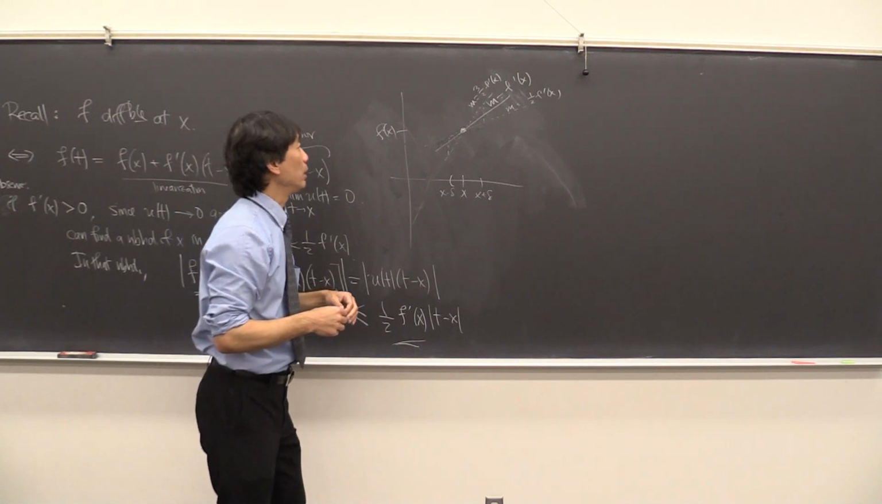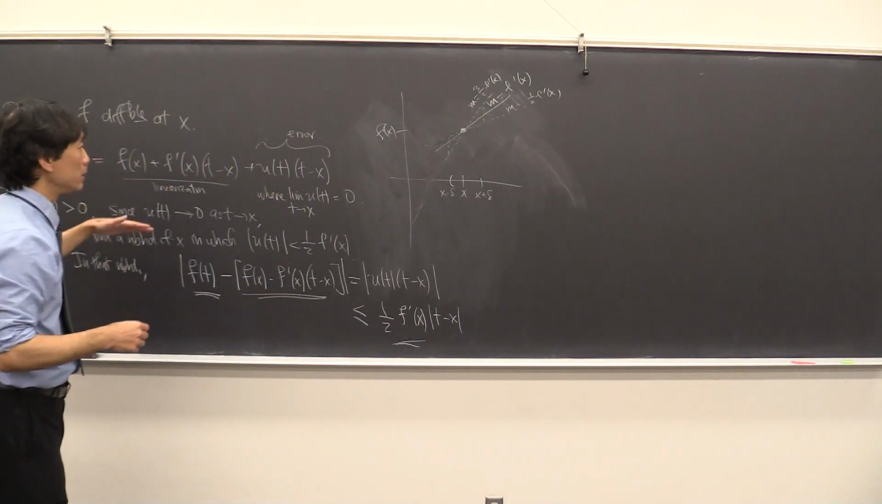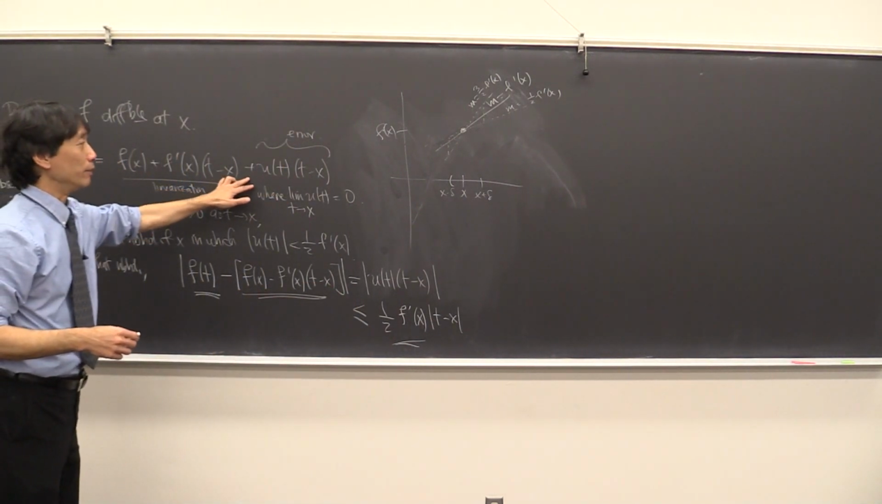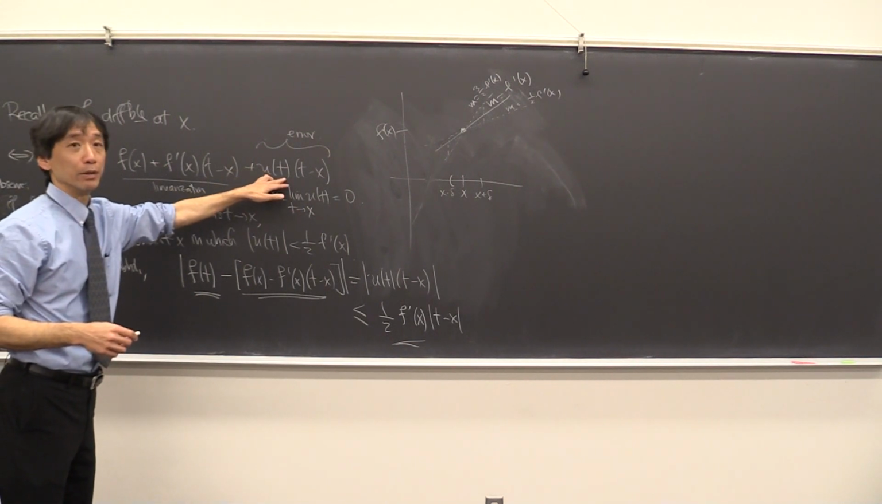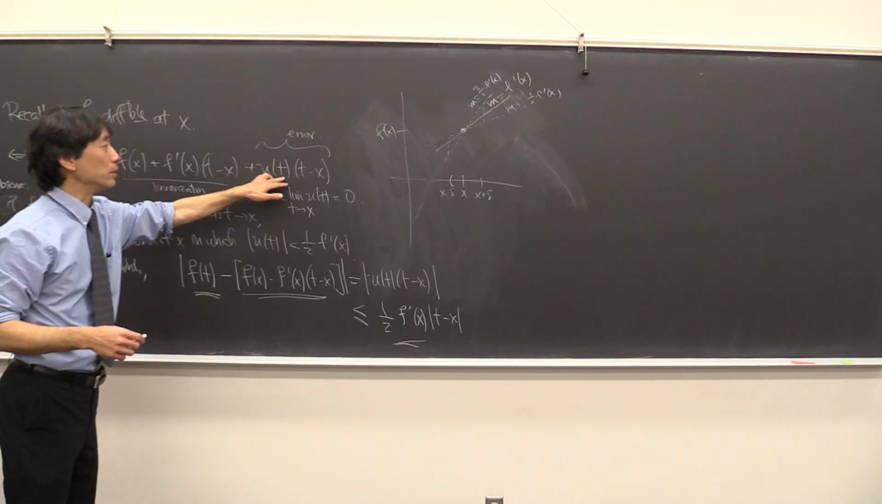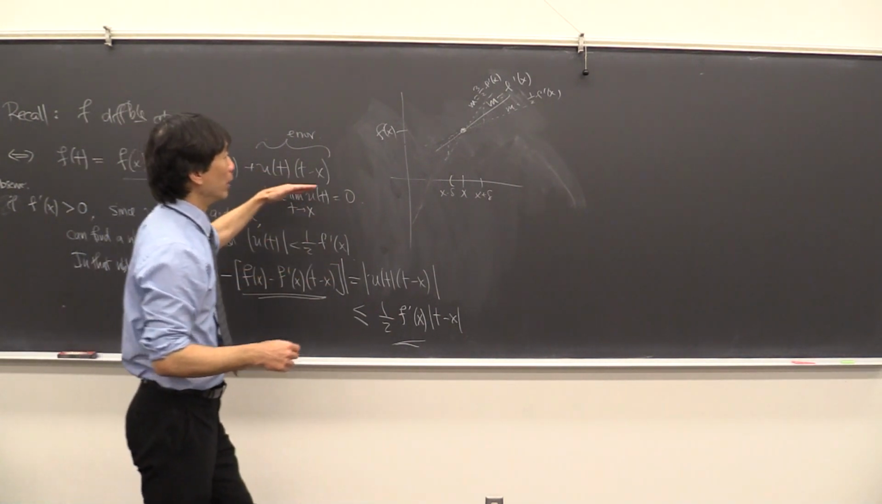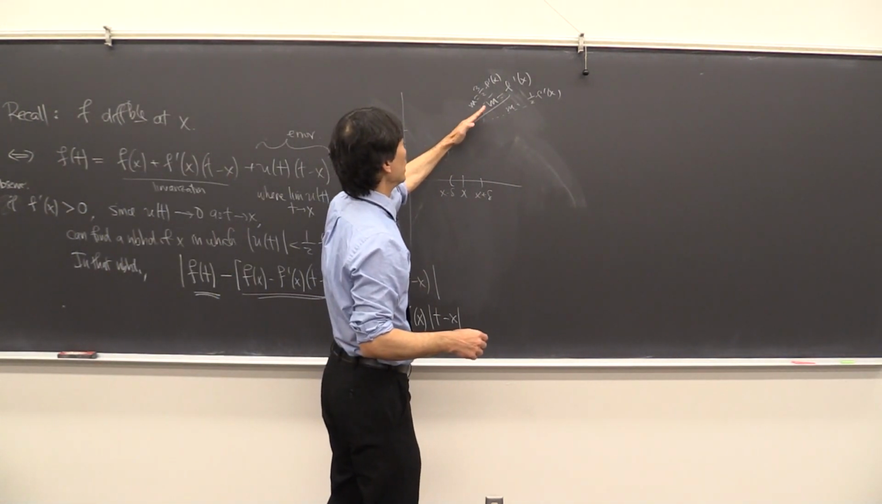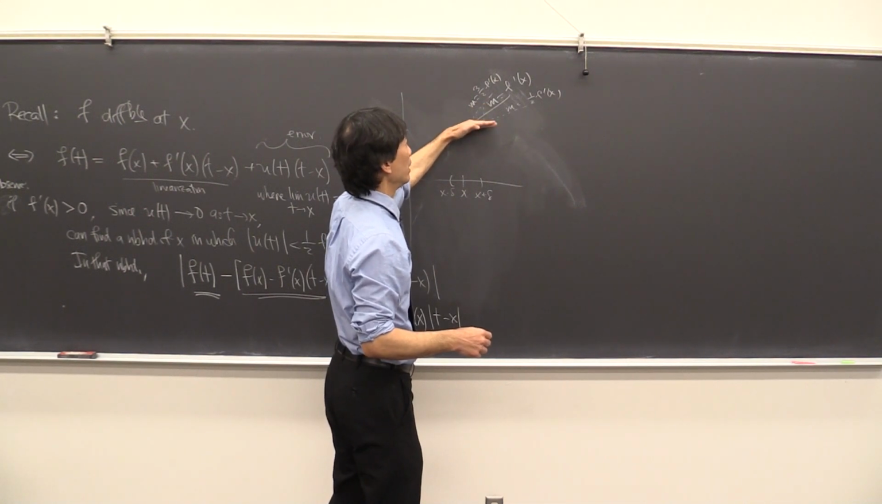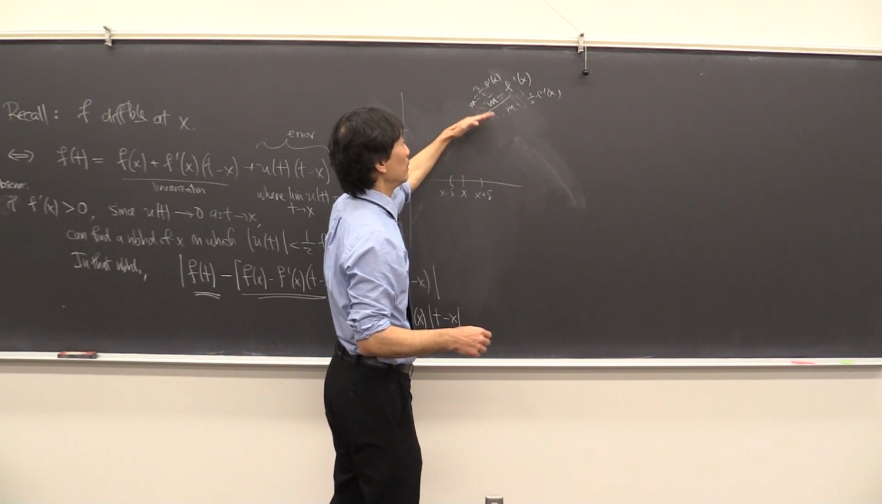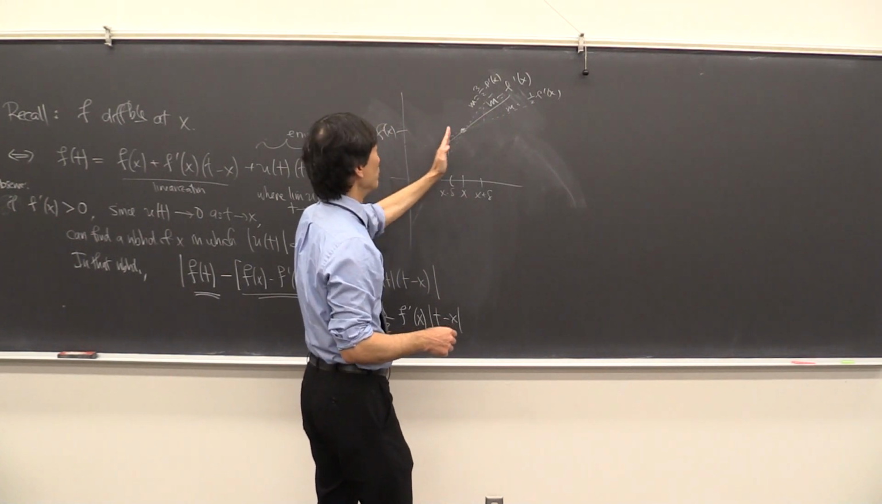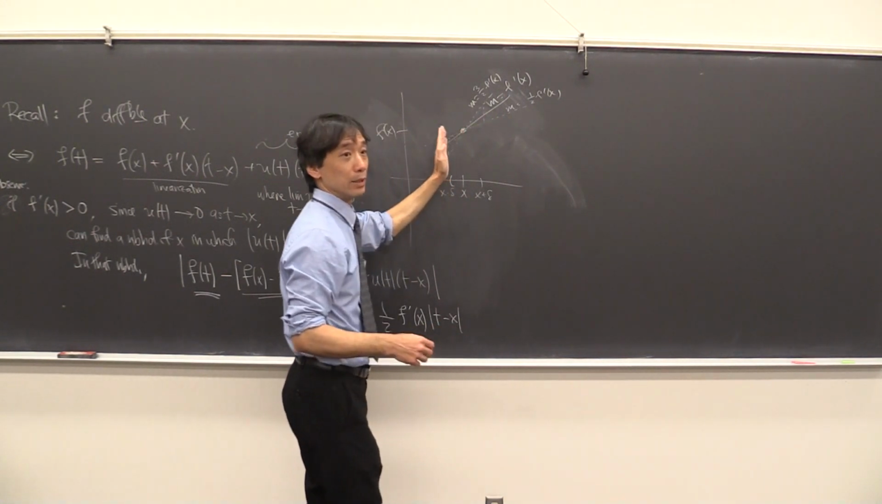Okay. So this is a consequence of the fact that this thing goes to 0. Because it goes to 0, we can make it smaller than 1/2 f prime, and so you can have at most this much error. Your function has to be that close to the tangent line.